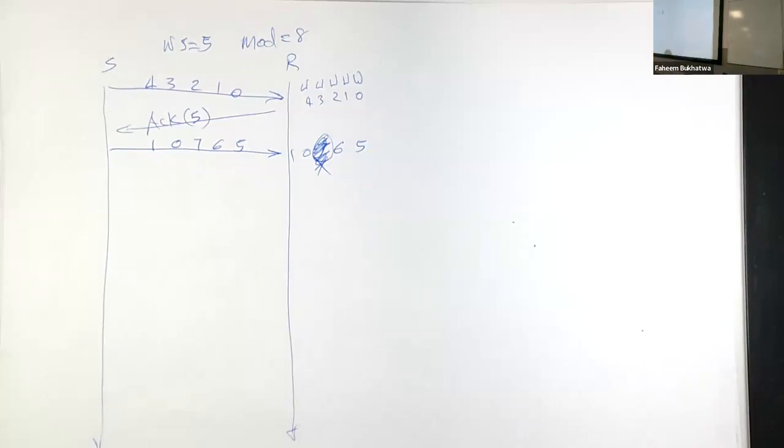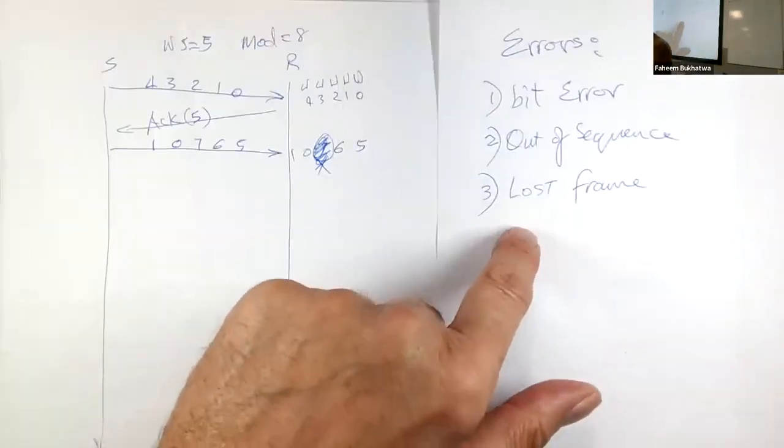How does the receiver discover a lost frame? It's going to get frames without one of them. It's going to be an out of sequence frame. So if you get 1, 3, 4, 5, you say, hey, where's number 2? So you know there is a missing frame. So that's the next error. It's called a lost frame.